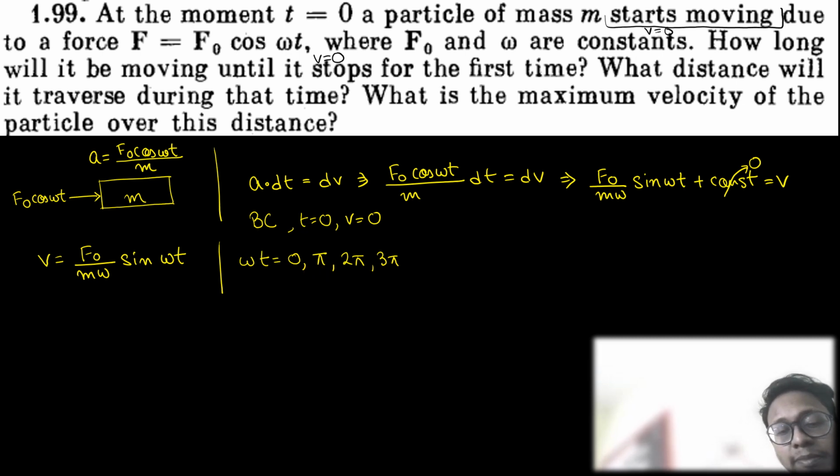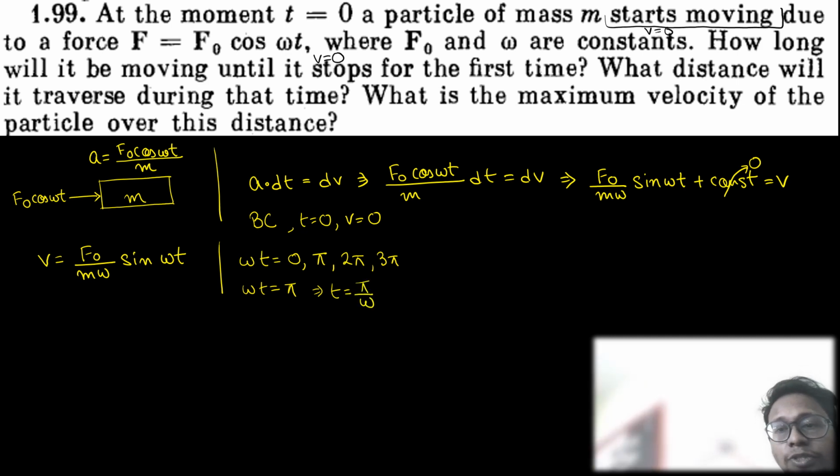That means sine omega t becomes 0. So when omega t is equal to pi, it started here and it stops for the first time here. So here omega t is equal to pi, or t is equal to pi by omega.